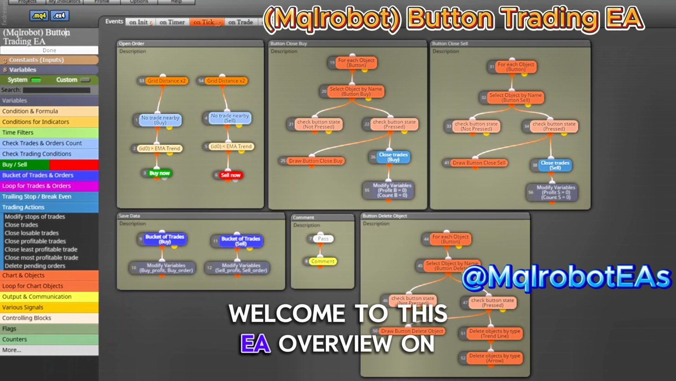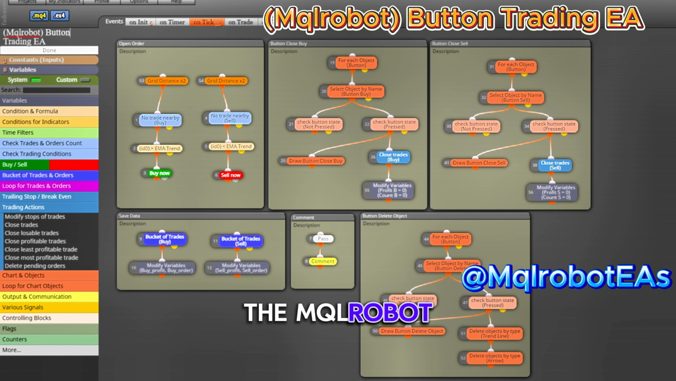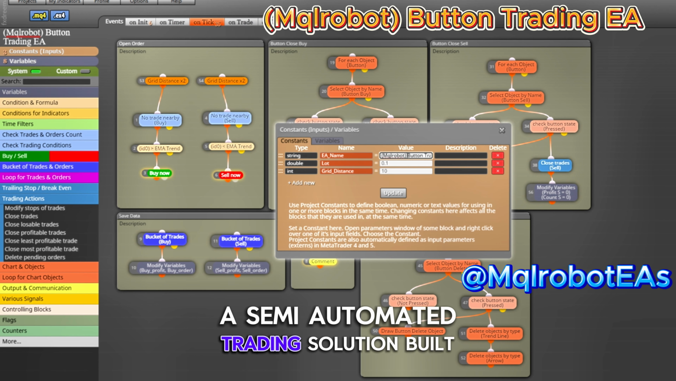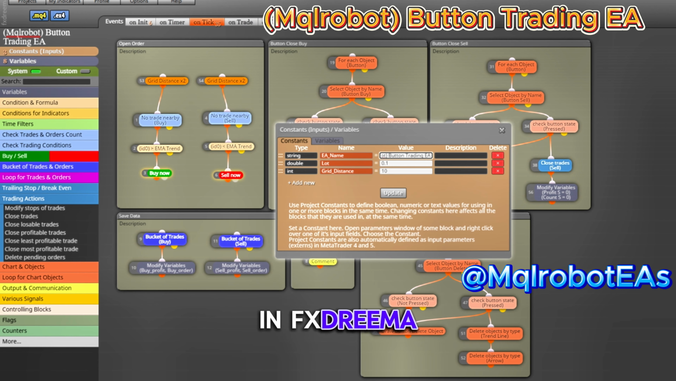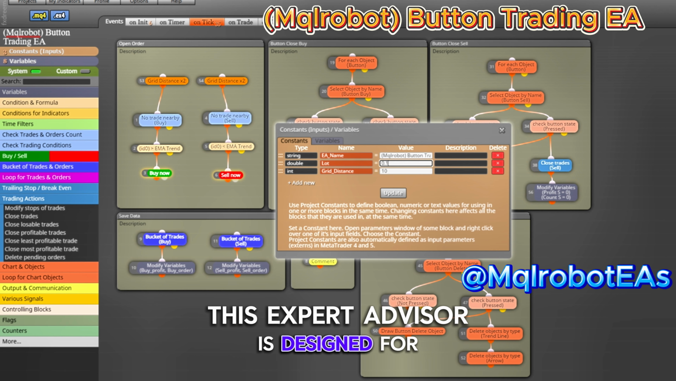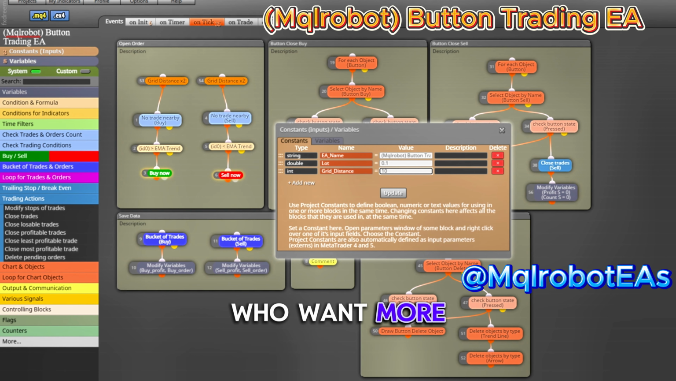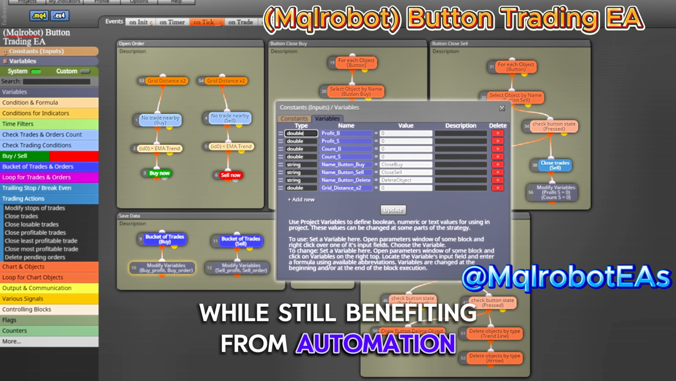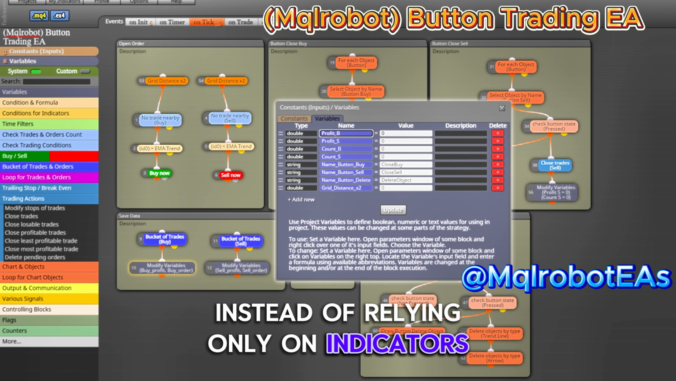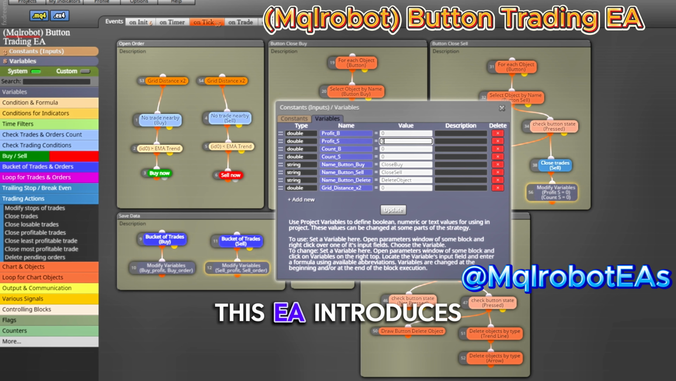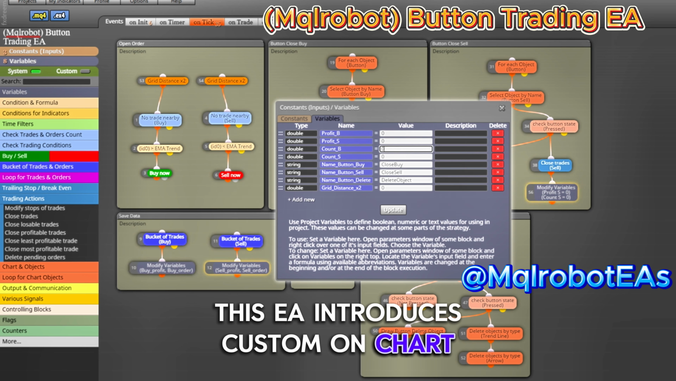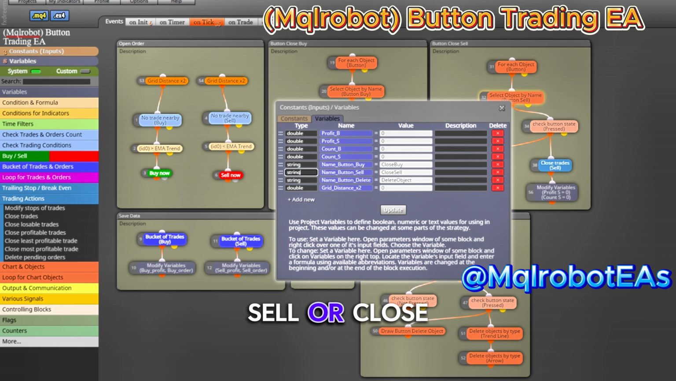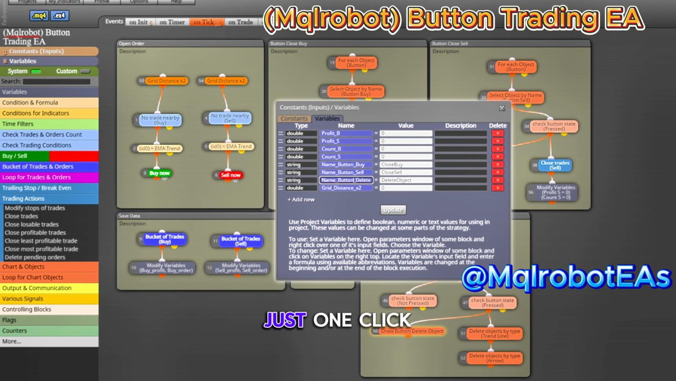Welcome to this EA overview on the Mqlrobot EAS button trading EA, a semi-automated trading solution built in FXdreema. This expert advisor is designed for traders who want more control over their entries and exits while still benefiting from automation. Instead of relying only on indicators or signals, this EA introduces custom on-chart buttons that let you manually decide when to buy, sell, or close trades, all with just one click.